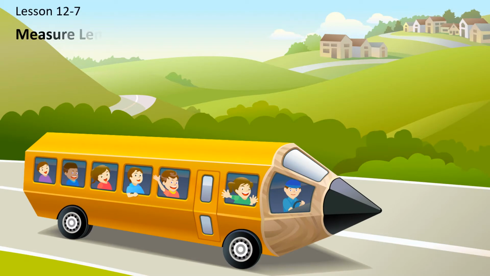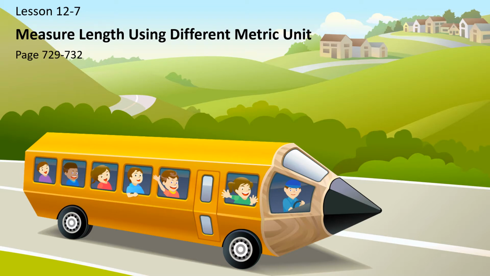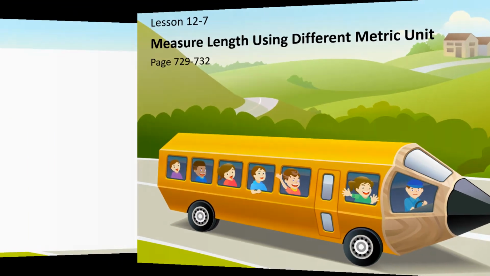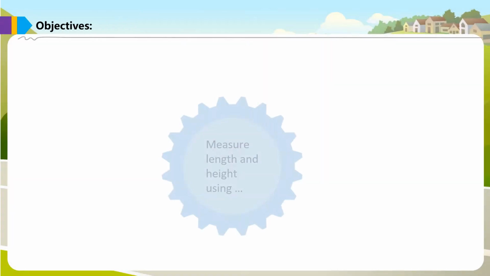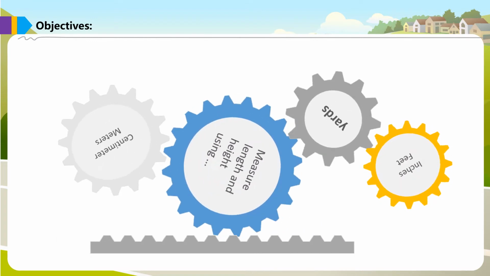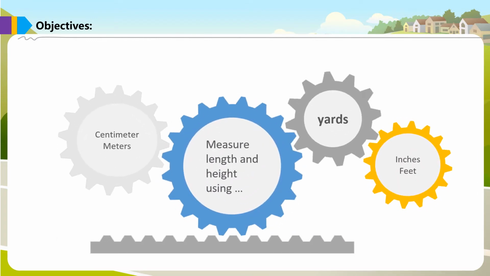So today we have lesson 12.7 and it's about measuring length using different metric units, and we are going to cover page number 729 to 732. So what you are going to learn today? What are the objectives for today's lesson? Today you will learn how to measure length and height of different objects using the metric units we have studied till now, and they are inches, feet, yards, centimeters and meters.